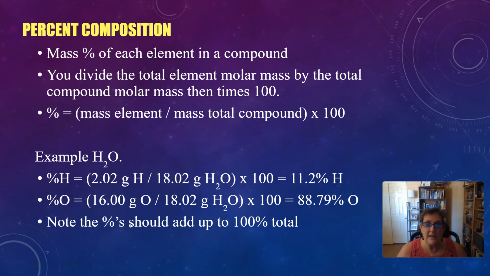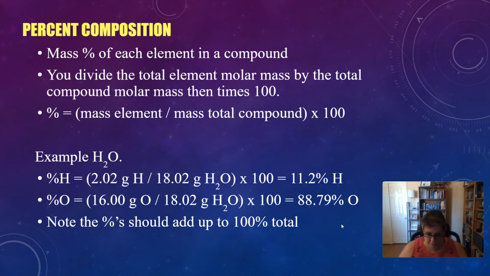So note, the percentages for your compound should add up to about 100. This adds up to 99.99. That's about 100, yeah. So we did it right. So again, you take your grams of element over the total compound grams times 100.